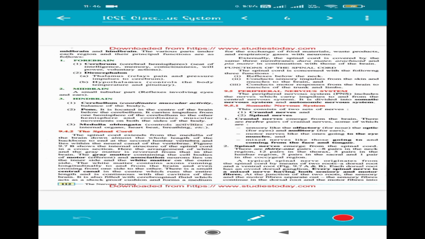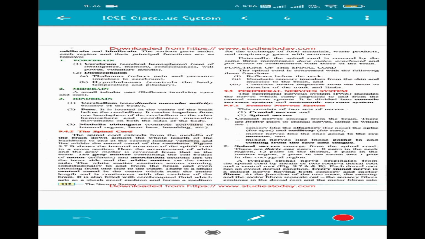And it is contained in the vertebral column. It is actually like a protection for it, because the spinal cord is a very delicate part, and if any damage or injury happens, we may become paralyzed or it can even be fatal. So as a result, it is protected in the vertebral column or the backbone.